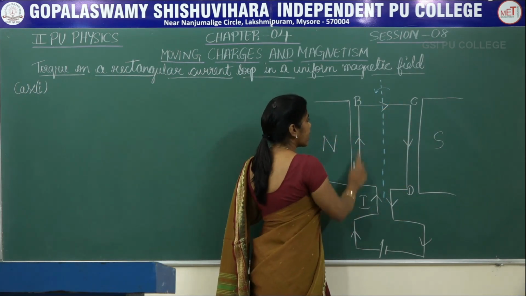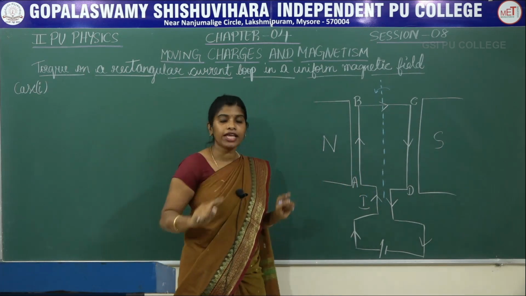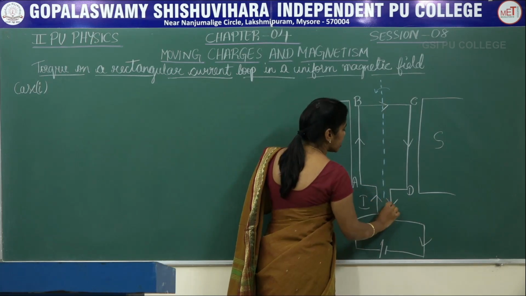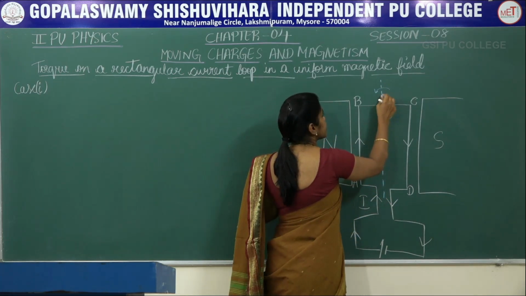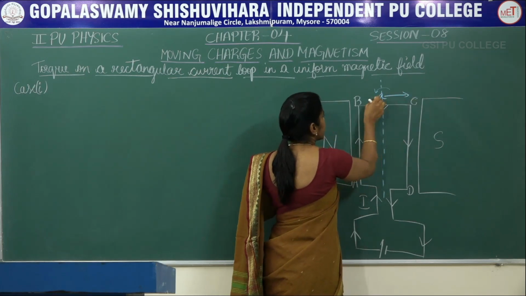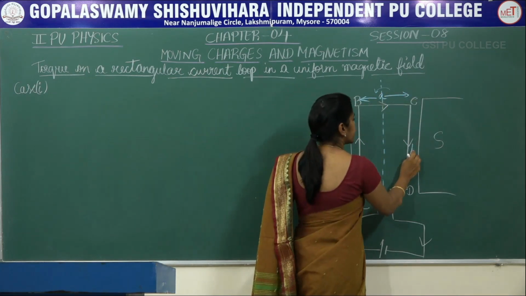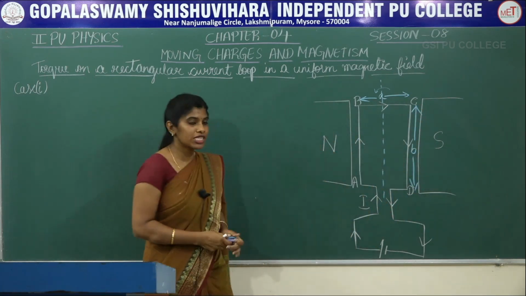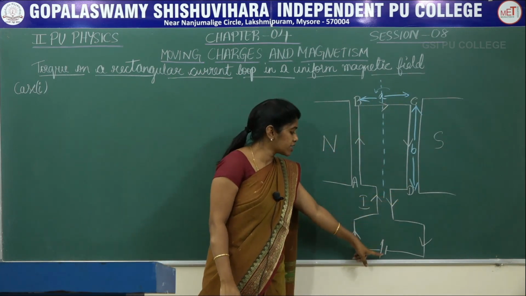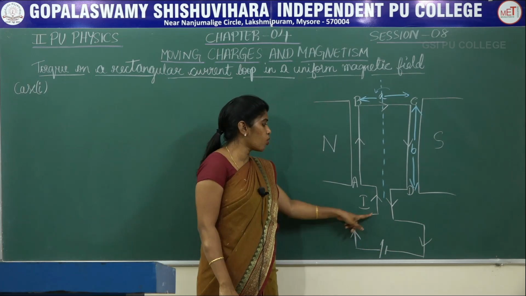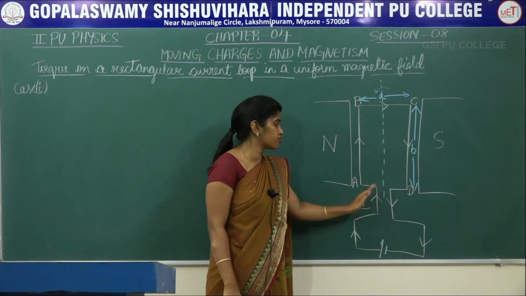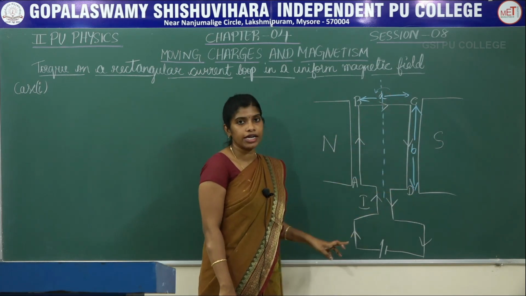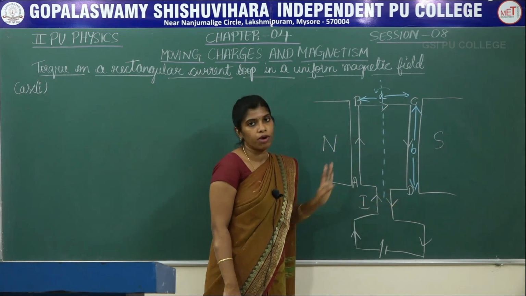You can see A, B, C, D is a rectangular current loop. So this rectangle has length A. Let me say its length is taken to be A and the breadth as B. So this is the rectangular loop which is connected to a battery. Then the current is flowing in this rectangular loop in this direction, that is from A to B to C then to D. This is the direction of current, which has been represented using an arrow mark.